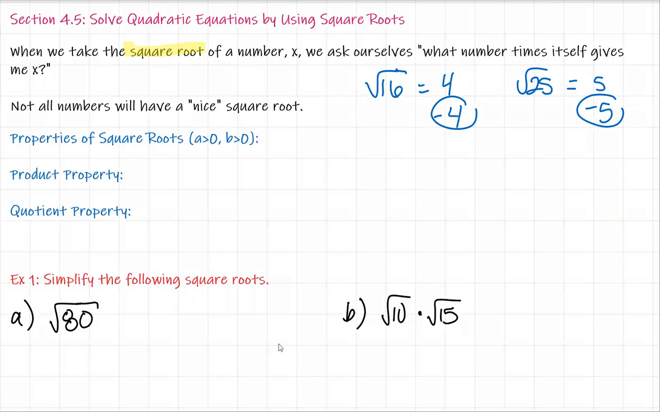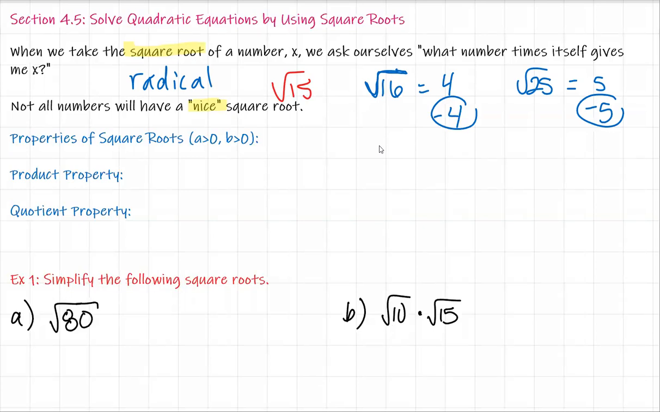Sometimes you're going to see the square root called a radical. That symbol, this little check mark looking thing with the house, is called a radical. And it's good to just know that not all numbers are going to have a nice square root. Like if we think about the square root of 15, if you put that in your calculator, you're going to get a really long decimal.